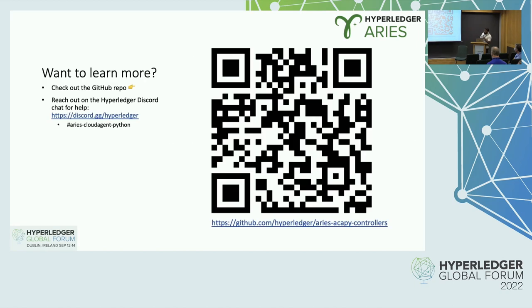If you'd like to learn more, the QR code will take you to the ACA-Py controllers repo. We also have a Discord chat if anybody's really interested in learning about Aries Cloud Agent Python, and we have a really nice, diverse and active community. So, yeah. Any questions?